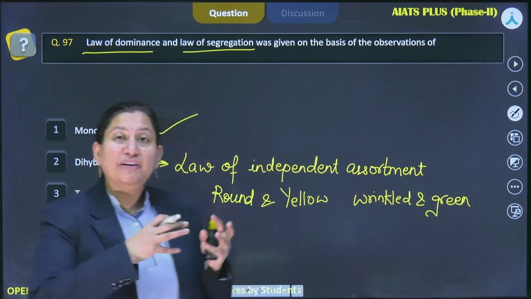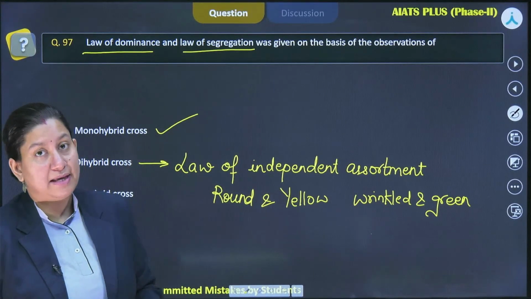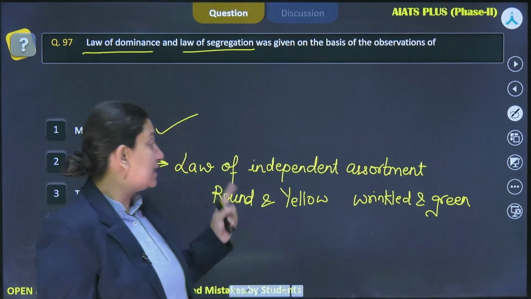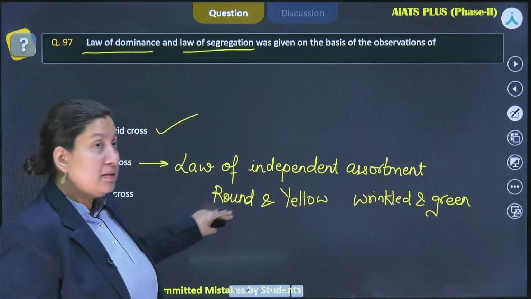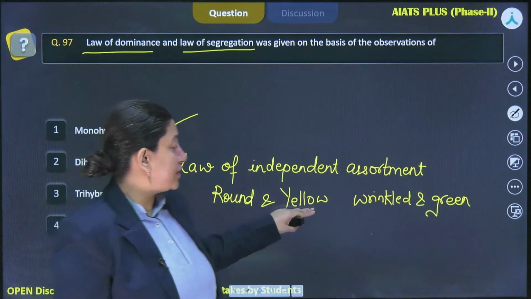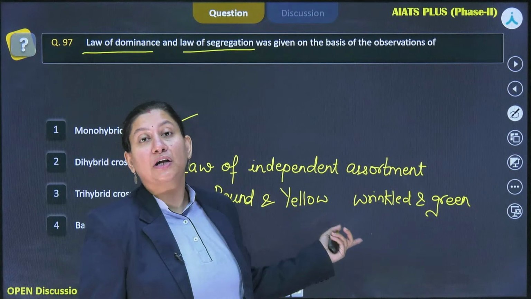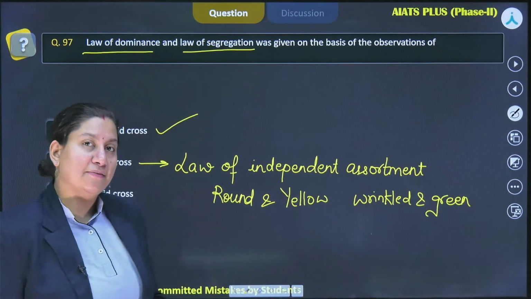So every possible combination was present when the F2 generation was being observed. So that is how he proposed that one gene pair never affects the transmission of the other one, right? That means the shape is not affecting the transmission of the color in the seeds of Pisum sativum.